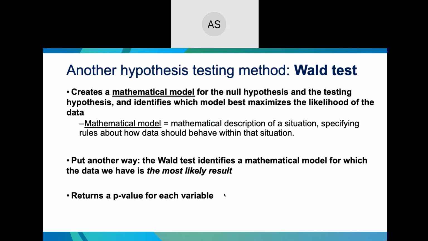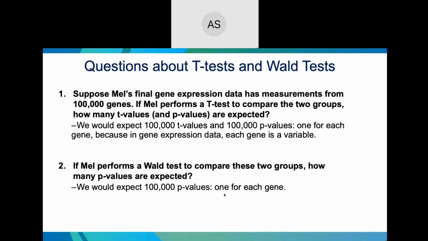Because you have 100,000 variables and the Wald test runs these models on every single variable, you get 100,000 p-values, one for each gene or each variable. Is that unclear to anyone? Is anybody lost with this? I'm happy to spend a little bit more time here if anyone would like me to.